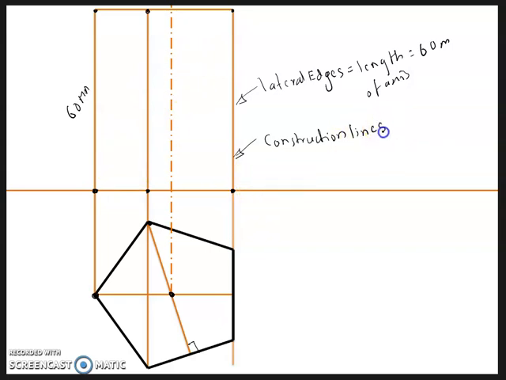These are all construction lines. So now you have to construct the section plane. The section plane is given at a distance of 35 mm from the base. So draw a construction line at a distance of 35 mm from the base.